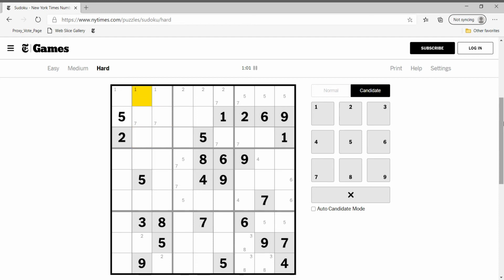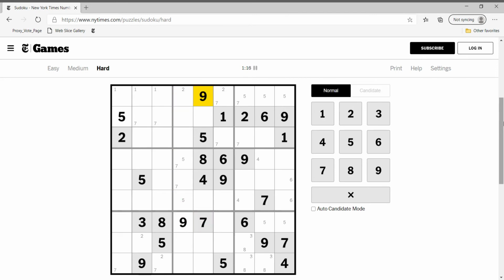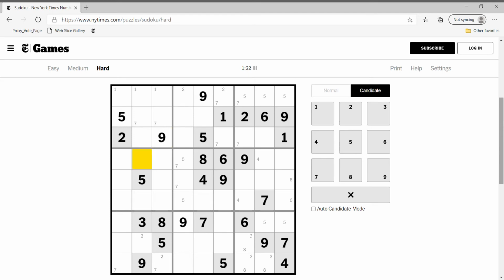Can't be in these rows. They're occupied. 8, I don't really know much more. 9, I see we have a lot of 9. Okay. Now we do know 8 is either here or here. Still doesn't give us a lot of information.